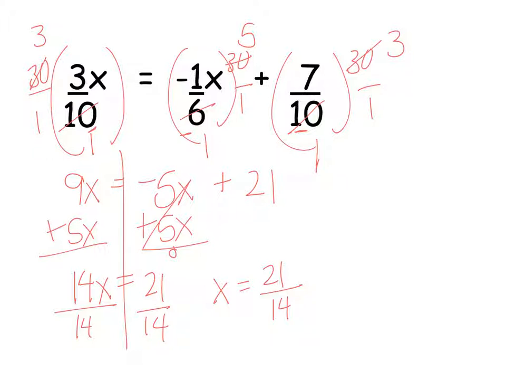I started with fractions. I'm anticipating probably a fraction answer, which is what I have, 21/14. However, this fraction's improper, so let's make it into a mixed number. 14 goes into 21 one whole time with 7 left over. So I have 1 and 7/14. And then that's a fraction that can be reduced. So let's reduce that to x equals 1 and 1/2.